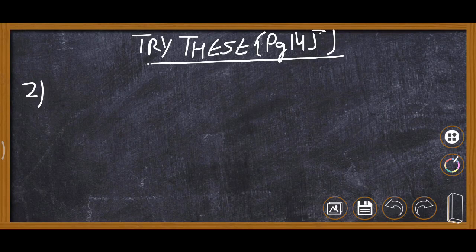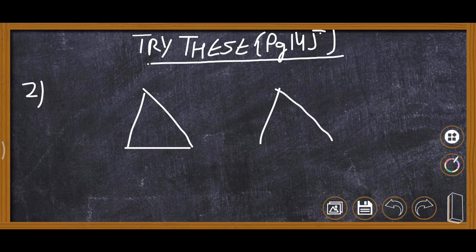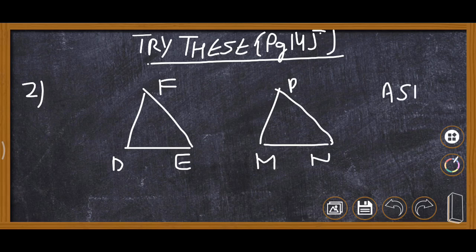In question number 2, here we want to establish the congruency rule ASA in two triangles. So first of all, we will draw a rough diagram of these two triangles. First triangle is named DEF and the other one is named MNP. So we want to apply the rule of ASA. ASA means angle side angle. So it is given angle D equal angle M.